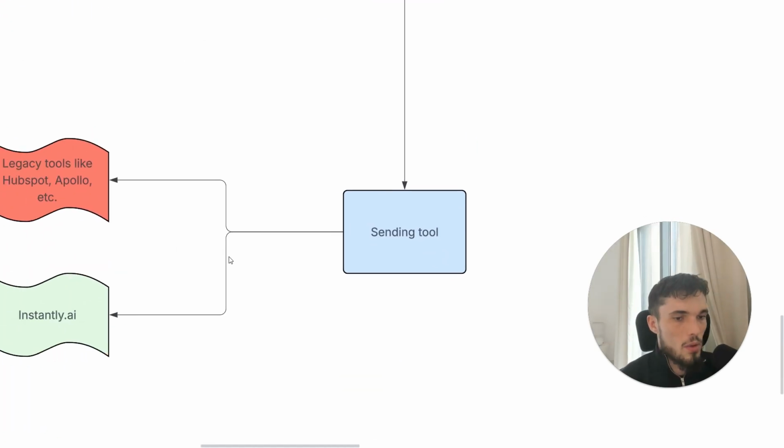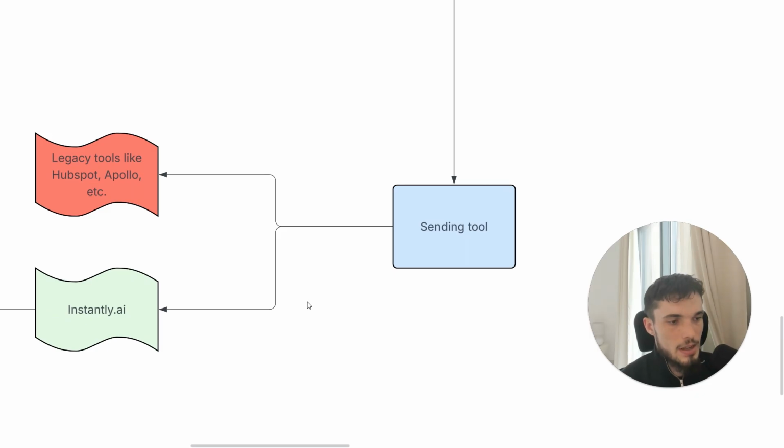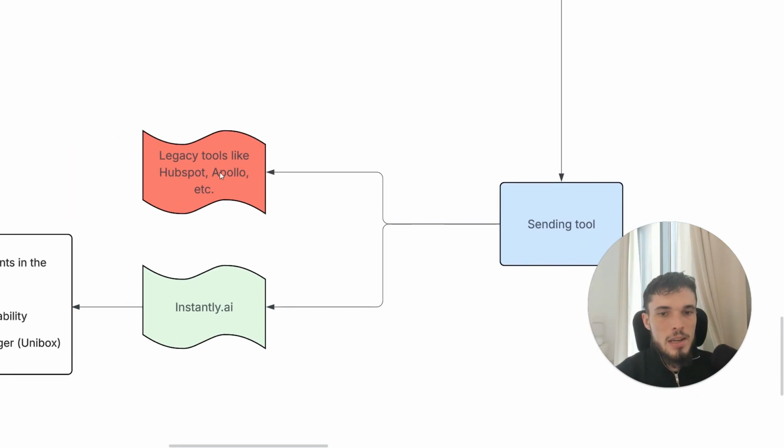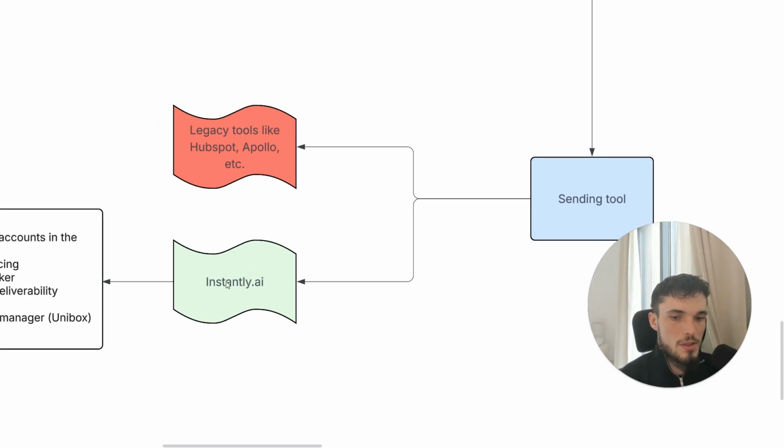So this is obviously the tool that facilitates the automation, that facilitates the sending once you've connected your email accounts to the tool. Now, a lot of sales teams use legacy tools that have been used for the past decade or so for cold email outreach, like HubSpot, Apollo, etc. The issue is these tools are not really tailored for the modern environment of cold email. So you actually want to use instantly.ai.